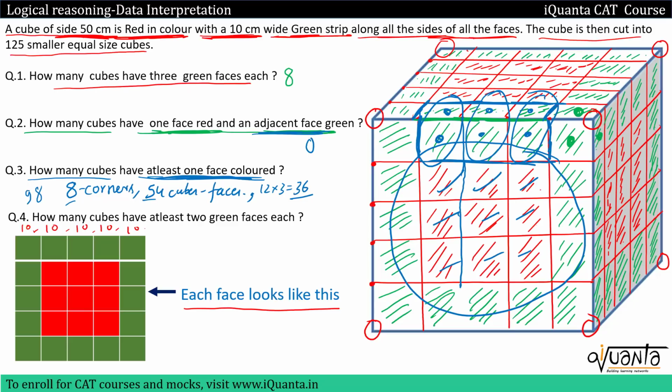Let's solve the last question now. How many cubes have at least 2 green faces each? So at least 2 green faces each. We have seen that in the corners all cubes were having 3 green faces. So they all will be counted. We had 8 corners. So 8 cubes.